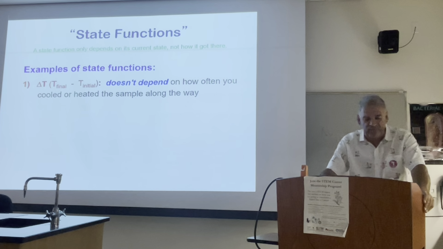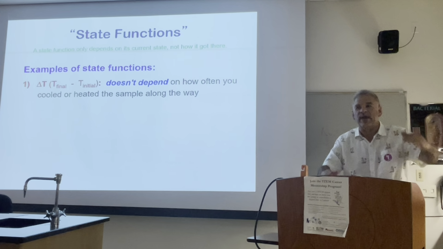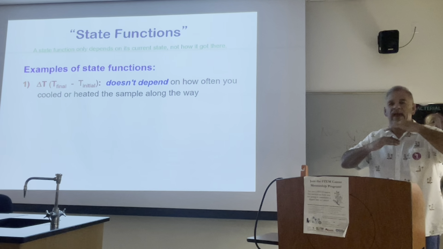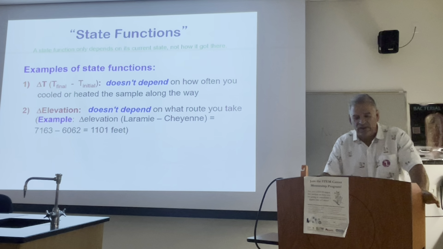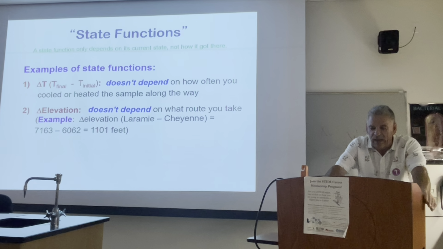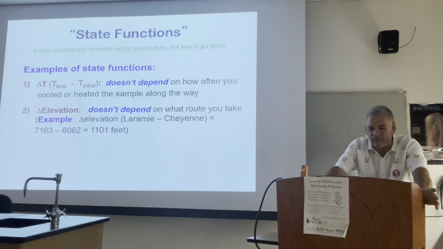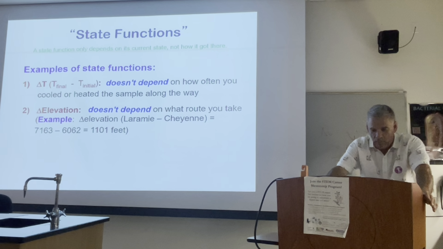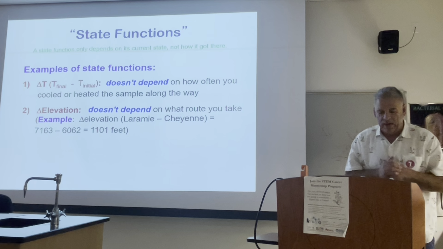Examples of state functions. Delta T doesn't depend on how often you heat or cool the sample. It's going to be the change in temperature overall every time. So state function, change in temperature. Change in elevation doesn't depend on what route you take. For example, the elevation of Laramie minus the elevation of Cheyenne, someplace I spent like 5 years in a lab, in a box, doesn't depend on what route you take, right?